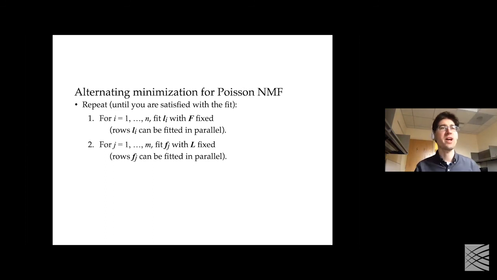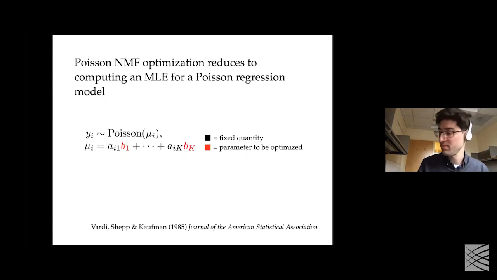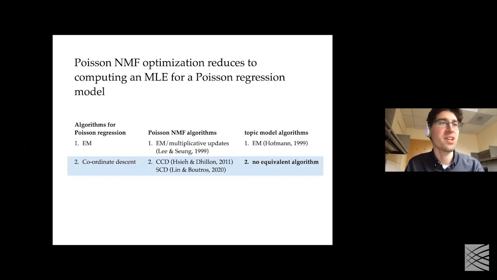Okay, so then the next question is, how do we actually optimize the rows of L and the rows of F? I might just go very briefly over a couple of slides so I can get to some results. But the idea here is that this problem of fitting a row of L and a row of F is actually quite old. In fact, it's one of the early uses of EM for fitting a simple Poisson regression model. So just to make that connection.